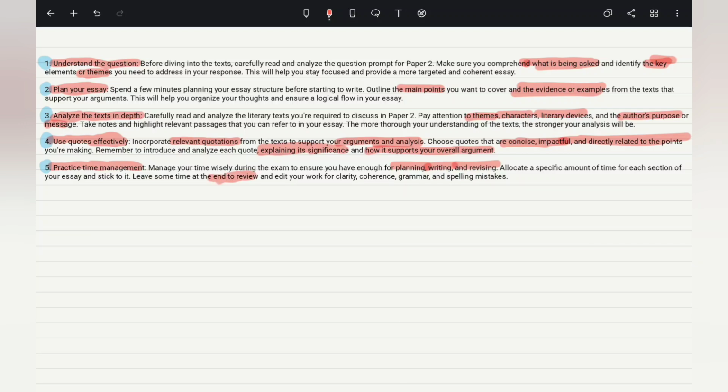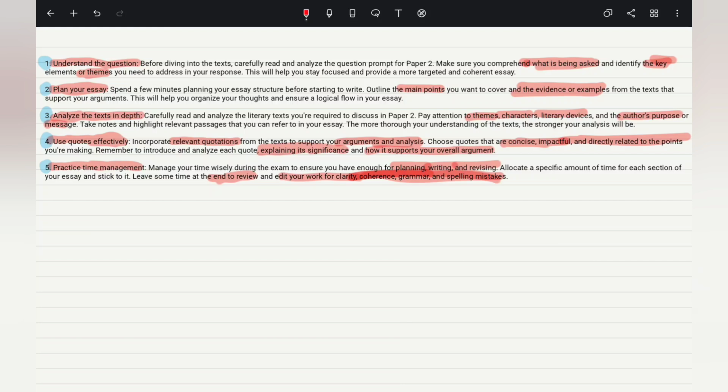This part is very important. I see a lot of students continue writing as if it's the end of the world, but you need to make sure you spend at least the last 5 to 10 minutes checking over and editing your work for clarity, coherence, grammar, and spelling mistakes. Very important. And these are essentially the top strategies that you need to remember for your literature paper 2.